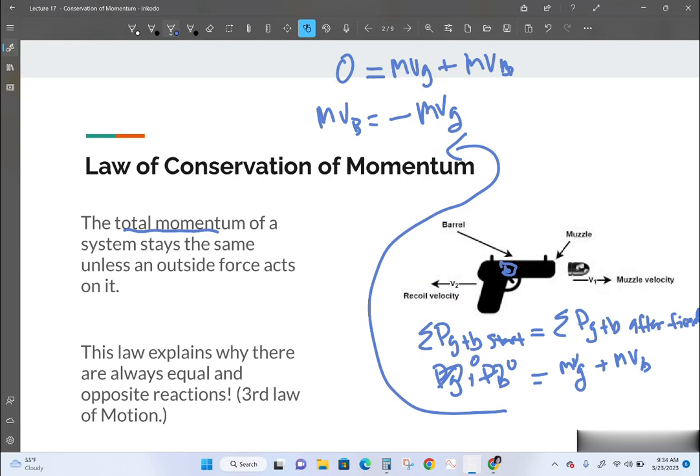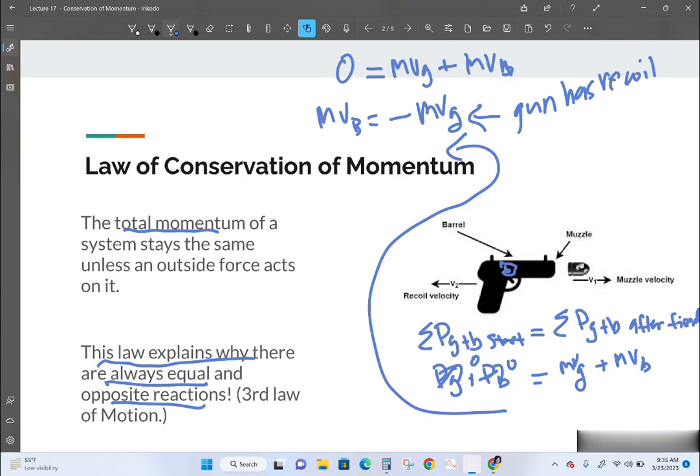Which means that the gun has to recoil with a velocity in the backwards direction so that it has a momentum in the negative direction that cancels out the forward momentum of the bullet. And this is why there is always an equal and opposite reaction. This is why the third law exists.